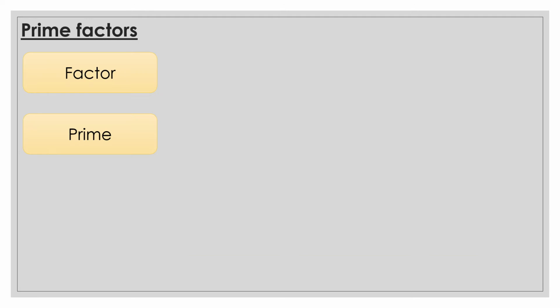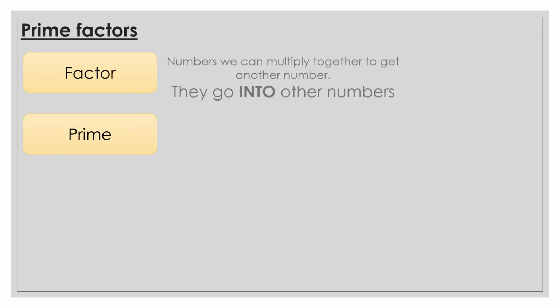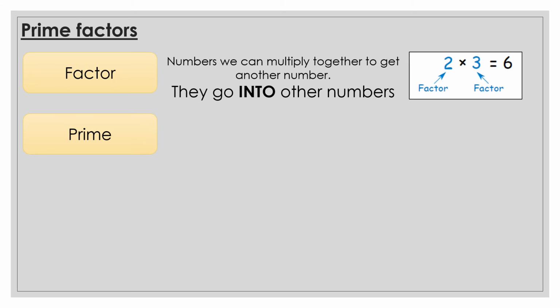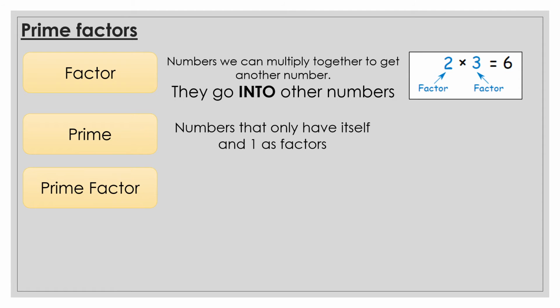Great. So let's move on to prime factors. These are words that we should know the definitions for. If we're not sure, a factor is a number that goes into other numbers by multiplying. For example, 2 times 3 makes 6, so 2 and 3 are factors of 6 because they go into that number. And prime, as we know from earlier, are numbers that only have 1 and itself as factors.